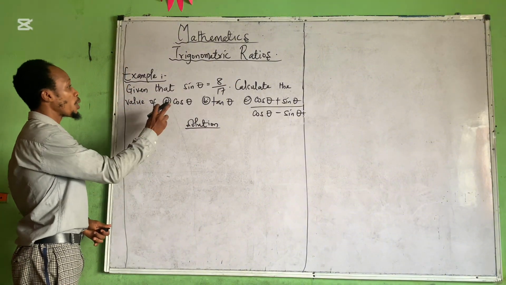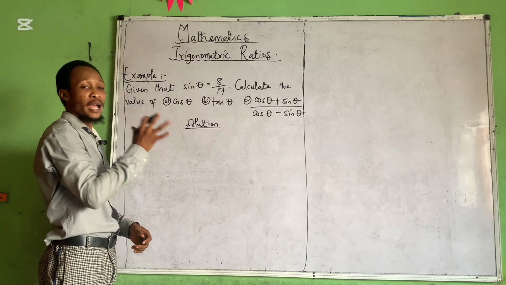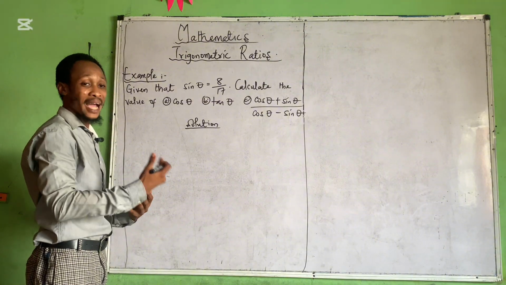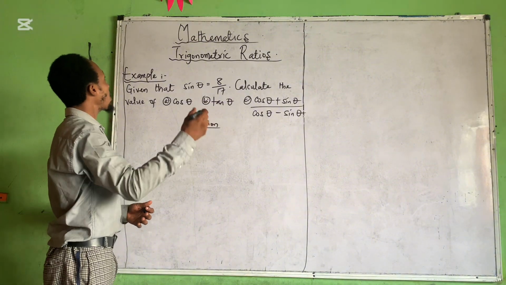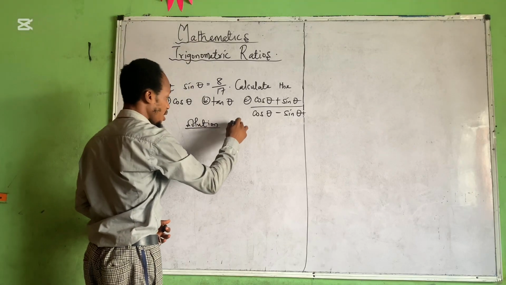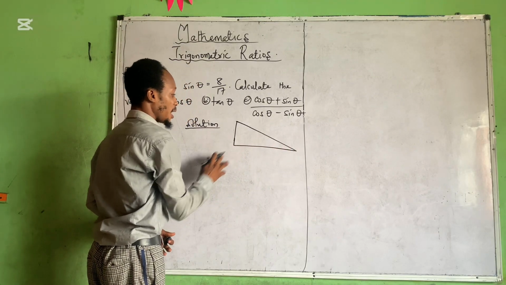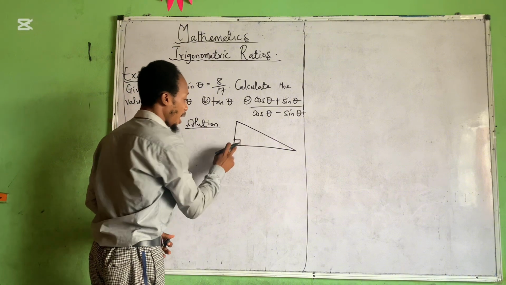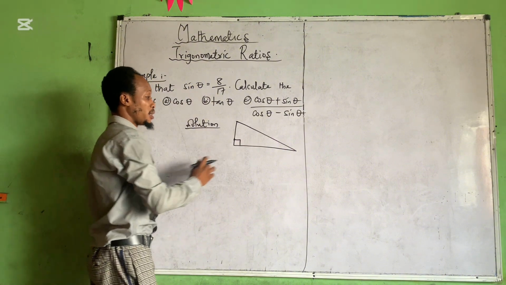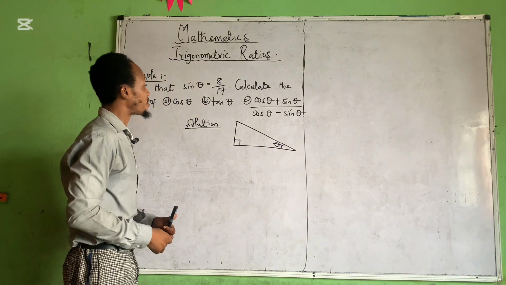Now the first one we are going to solve is cos theta, but before you can solve anything on this, you need to remember your SOHCAHTOA, your sine, cos and tan. Let me draw it here. Now remember, this is your angle 90 degrees. Now this is your theta. That's where the theta is.